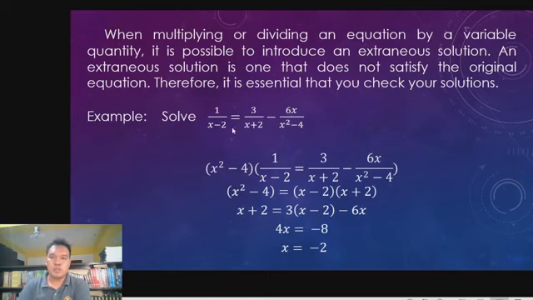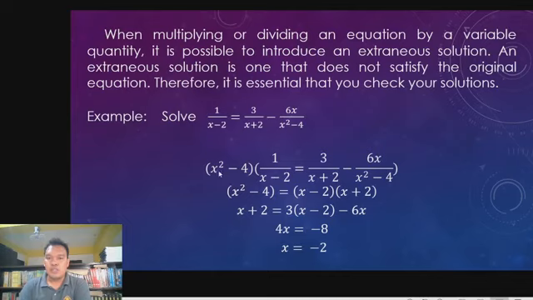Solve 1 all over x minus 2 is equivalent kay 3 all over x plus 2 minus 6x all over x squared minus 4. Okay, so to find the least common denominator, ito kasi yung x squared minus 4 is a factor of x minus 2 and x plus 2. So pwede natin, ito na yung mismong multiplier natin, no? If this equation will be multiplied by x squared minus 4, so we have x squared minus 4 times 1 over x minus 2 is equivalent kay 3 all over x plus 2 minus 6x all over x squared minus 4. Okay? So pag ito ay multiply dito, lalabas we have x minus x plus 2 na matitira dito.